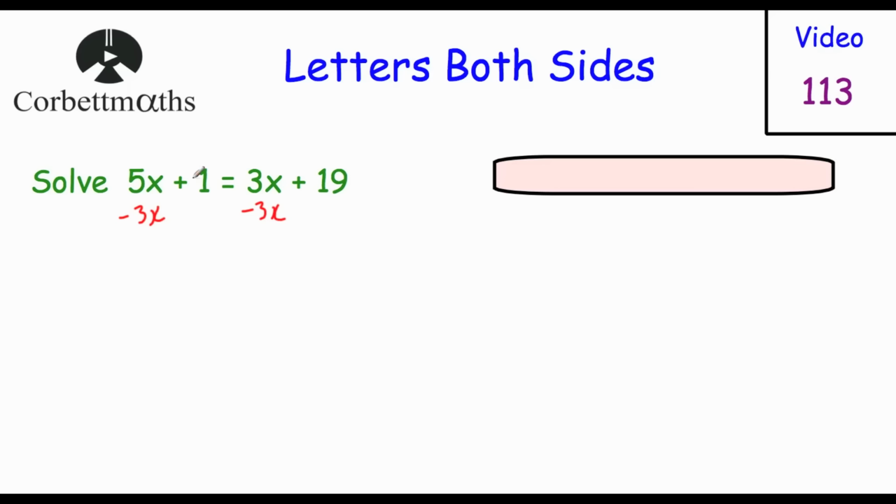So if we had 5x plus 1 and we take away 3x, that leaves us with 2x. We've still got our plus 1. And on the right-hand side of the equation, we had 3x plus 19. We're taking away the 3x's, so that just leaves us with 19.